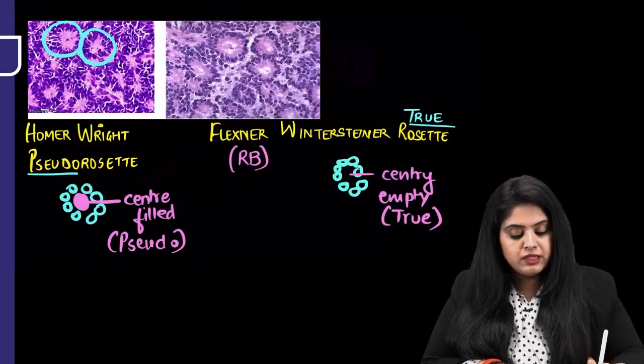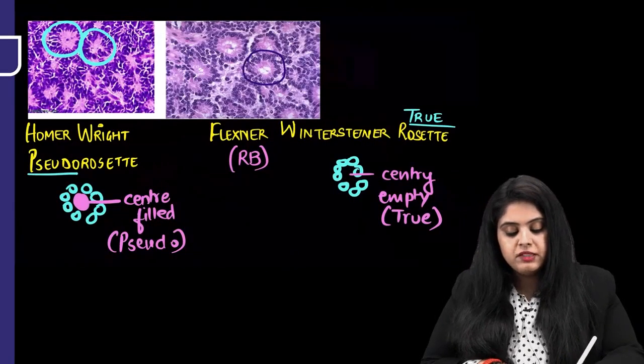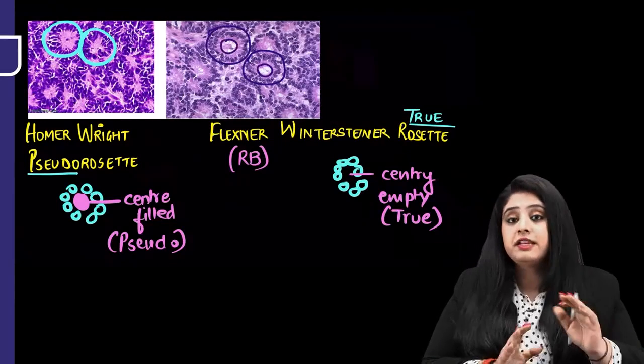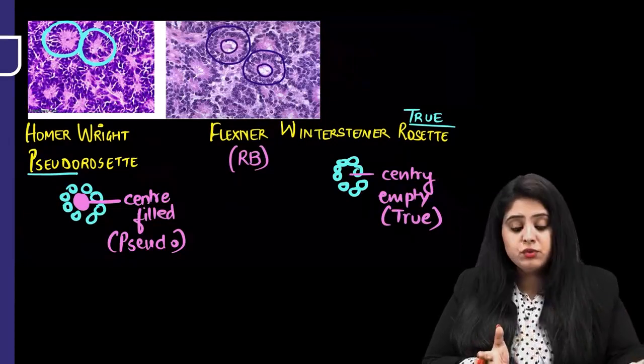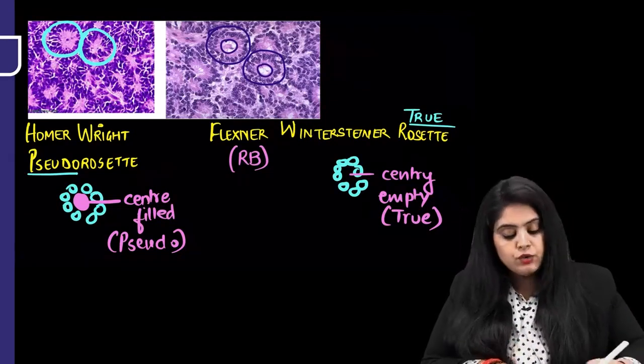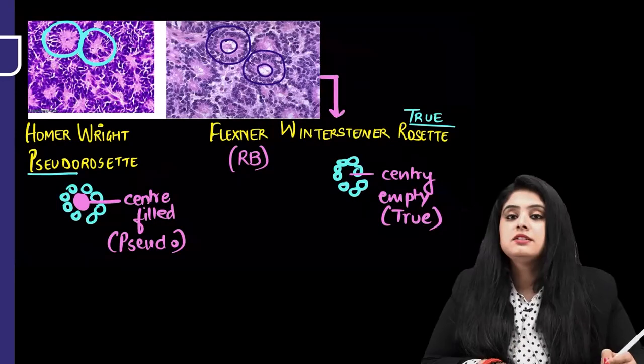Versus if I look at the next one, the other one is round cells, but the center is empty, white. Round cells and the center is white. Center is clear, heart is clear. This is a true rosette. Where do you see a true rosette? True rosette is known as Flexner Wintersteiner rosette.